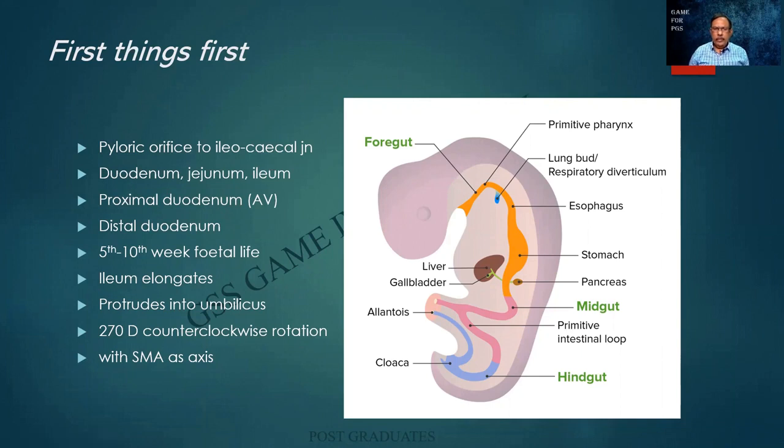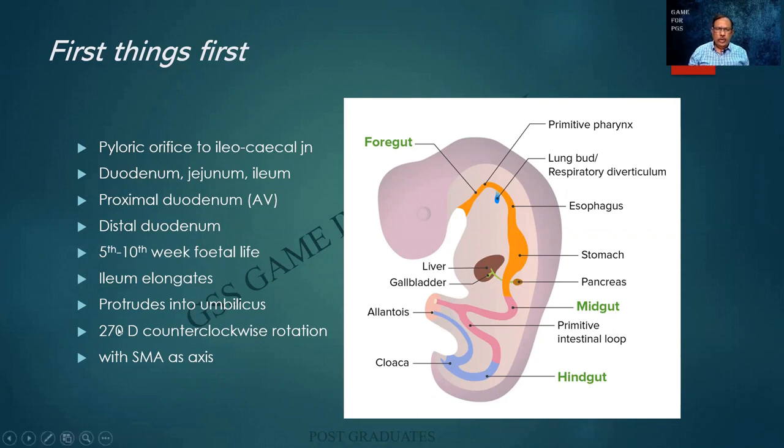Extends from the pyloric orifice to the ileocecal junction and is composed of the duodenum, jejunum, and ileum. There is something called the proximal duodenum embryologically and a distal duodenum. This arises in the 5th to the 10th week of fetal life. Later on, the ileum elongates and protrudes into the umbilicus. Look at this relationship over here. It protrudes into it and then again withdraws. But sometimes it can persist to form what is called an umbilical herniation.